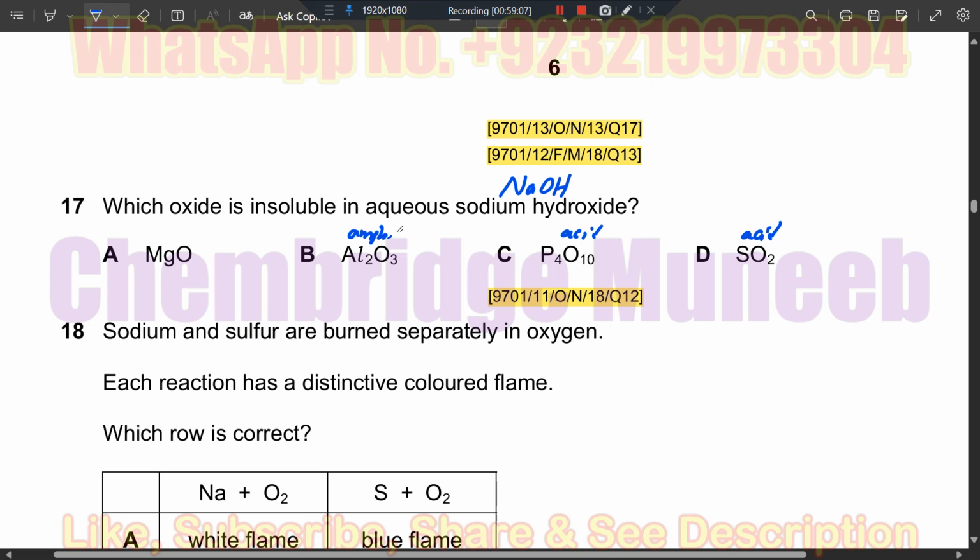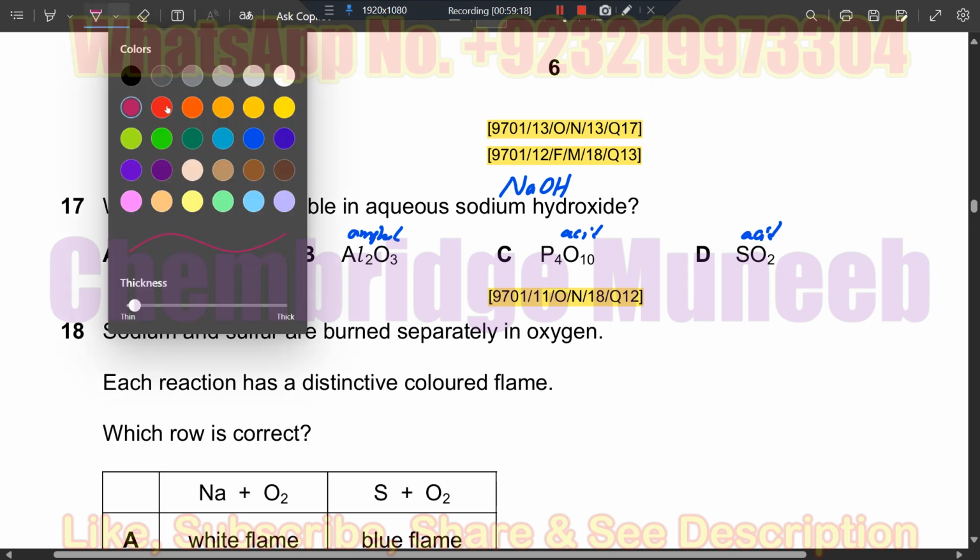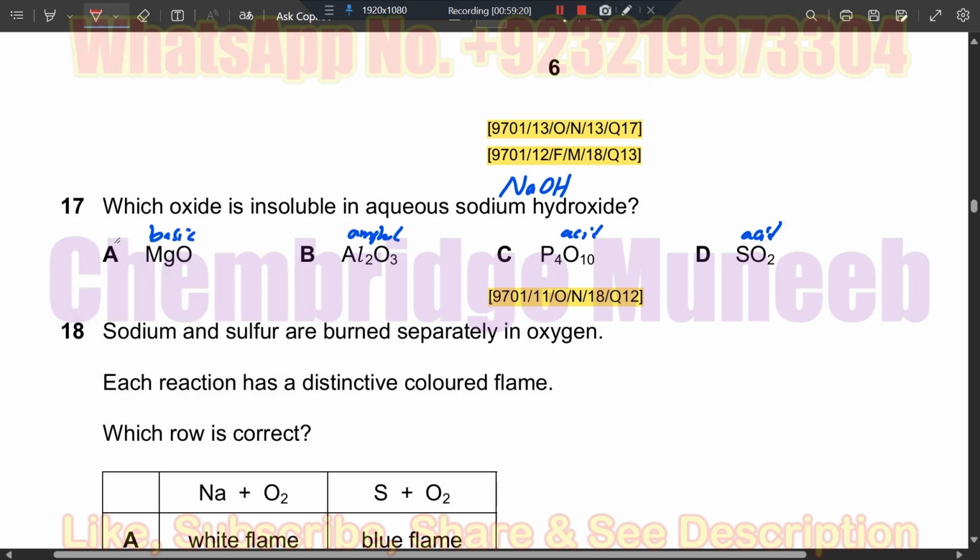amphoteric, but this one is basic oxide. So basic cannot be soluble in basic because there is no reaction between them. So the only right option is the option A, since we have to check the solubility. So base is not soluble in the base.